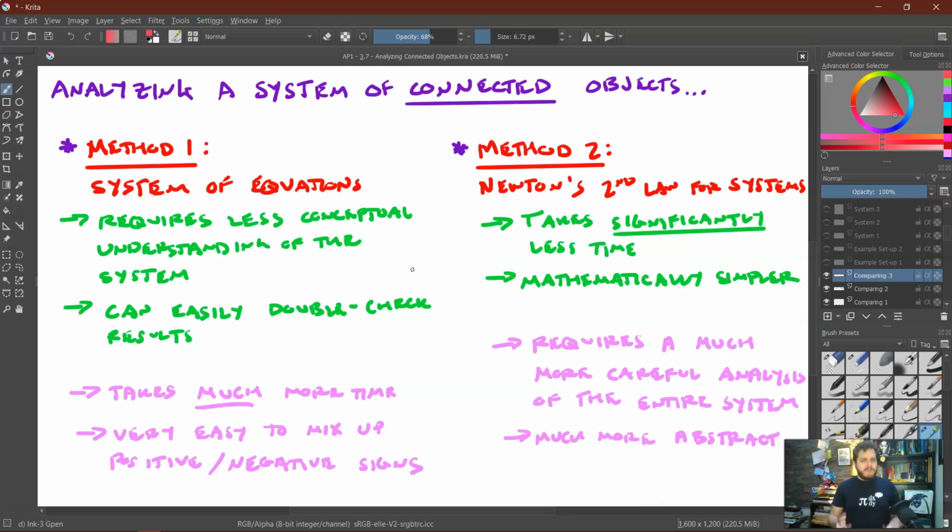It's also a little more abstract. It's easier, if you are better with straight calculations, to do the system of equations because there's less uncertainty involved. If you feel confident in your conceptual understanding, then by all means, use Newton's second law for systems because it's going to go a lot faster. I don't care which one you do, but you need to be confident in whichever one you choose.